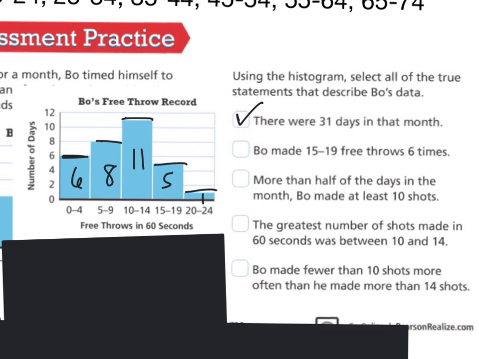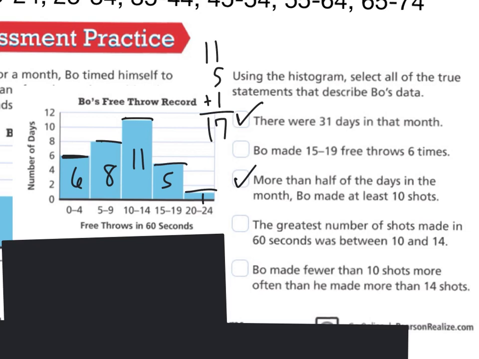The next one says more than half of the days in the month Bo made at least 10 shots. So if we look at these, at least 10 shots, that would include the 10 to 14 interval, which happened 11 times, the 15 to 19 interval, which happened 5 times, and the 20 to 24 interval, which happened 1 time. So 11, 5, and 1, that's a total of 17 times out of the 31 days. That's more than half, and so that works.